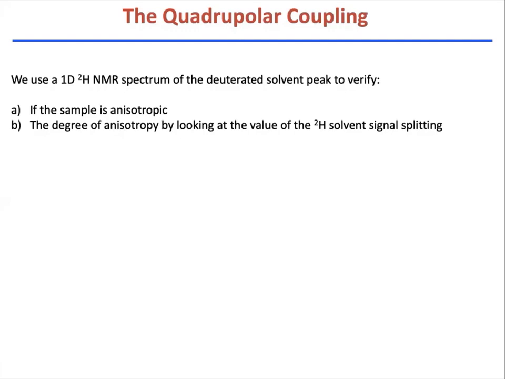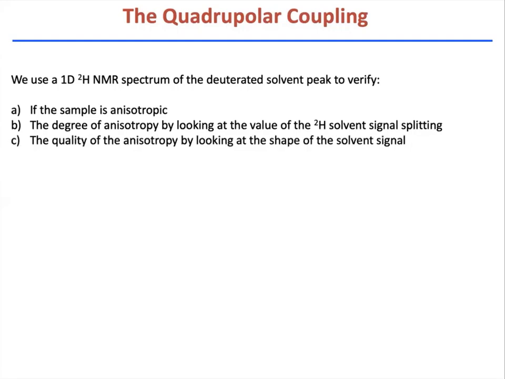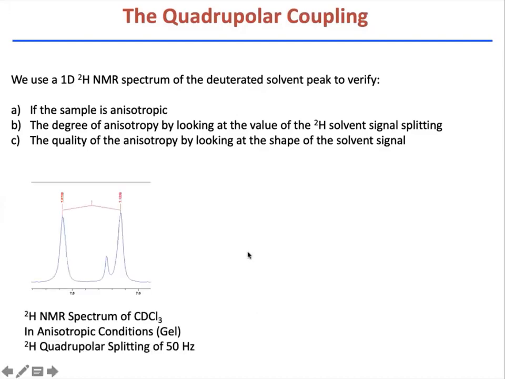Each solvent has different electric field gradients, so for the same degree of alignment, you will not see the same splitting. And you can also judge the quality of the anisotropy by looking at the shape of the solvent signal. For example, here, this is a very high quality gel. This is a PMMA gel with a quadrupolar splitting of 50 Hertz.